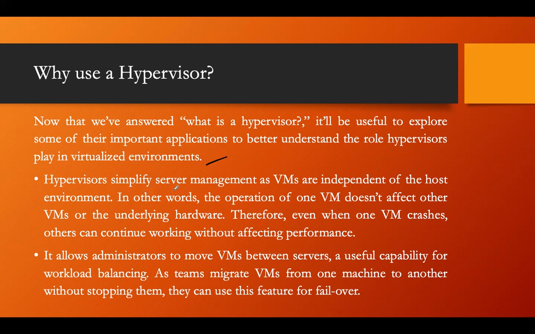So a hypervisor simplifies server management as virtual machines are independent of the host environment. In other words, the operation of one virtual machine does not affect other virtual machines or the underlying hardware. So the meaning of the hypervisor is that it will make a separation between two virtual machines. Let's say we have virtual machine 1 and virtual machine 2 in one physical machine. So how will the separation of these two virtual machines be done? This separation will be done by the hypervisor.